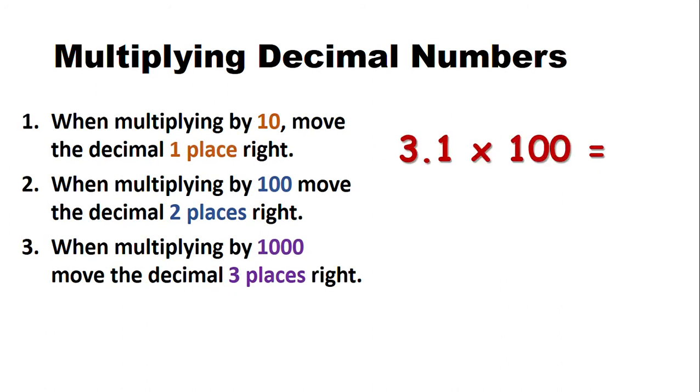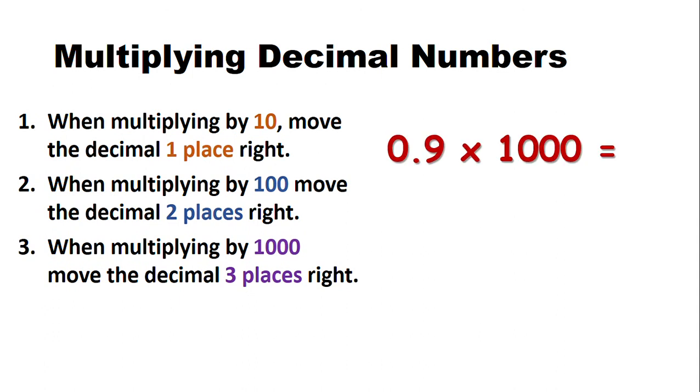Now this one is a little tricky because if I want to move this decimal 2 times, I can only move it once. But we should remember that after every number, there's a 0 placeholder we can put in there. So we're going to move it 2 times, and we should have 310.